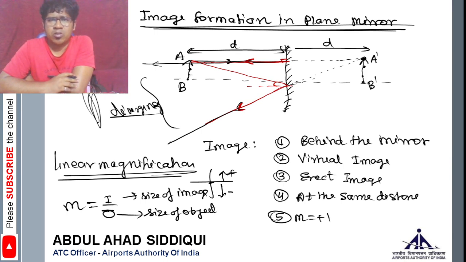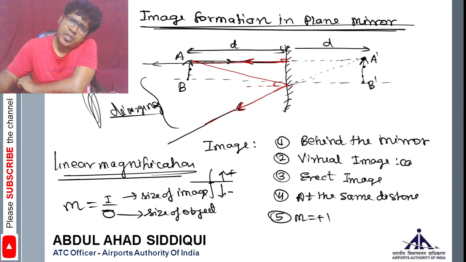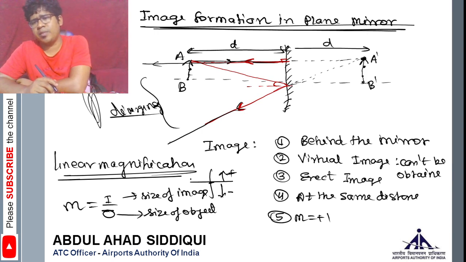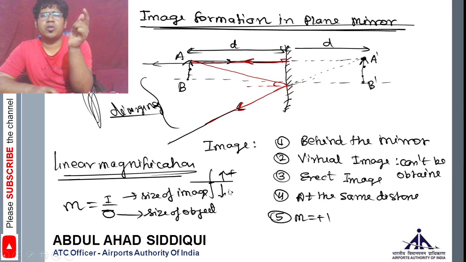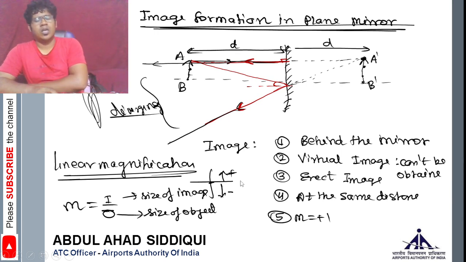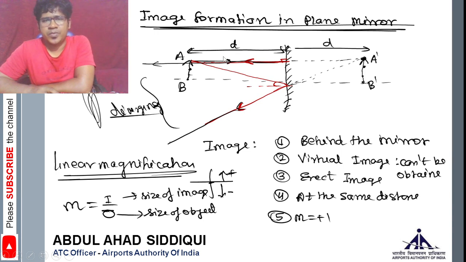So this is a very important concept. This is a virtual image, and a virtual image cannot be obtained on the screen. Let's say the question is: the image formed by a plane mirror is, number one, can be obtained on the screen; number two, inverted; number three, cannot be obtained on the screen; number four, magnification is minus 1. You can simply select the option that the plane mirror image cannot be obtained on the screen. So this is the image formation in a plane mirror, right?